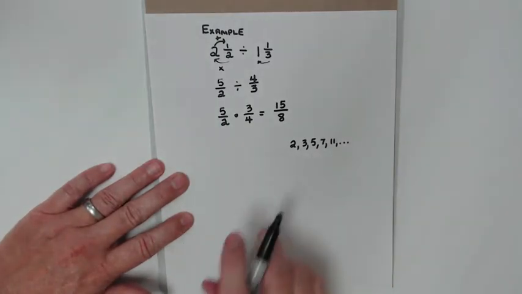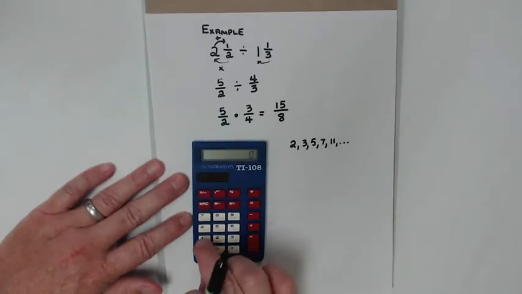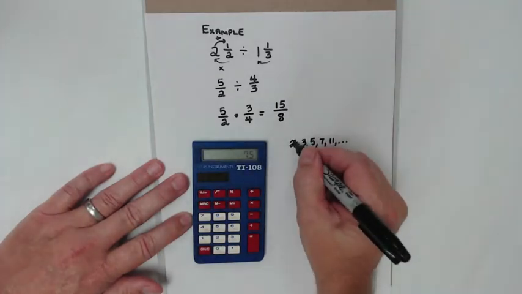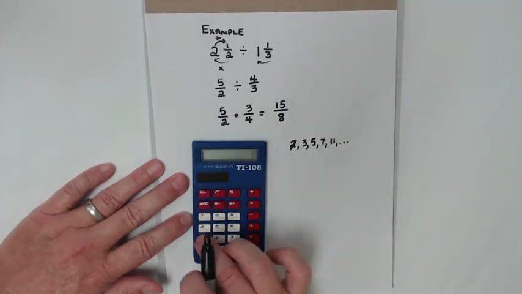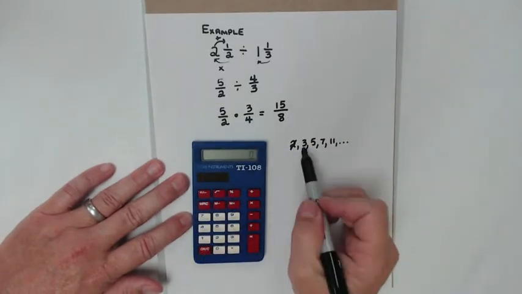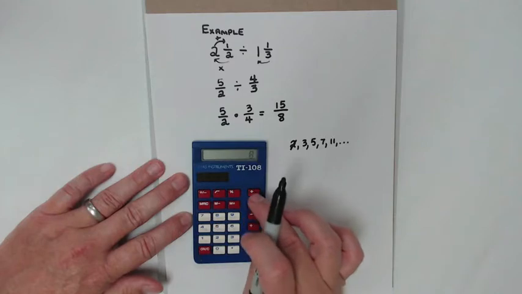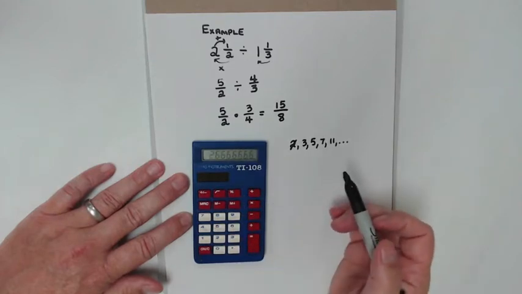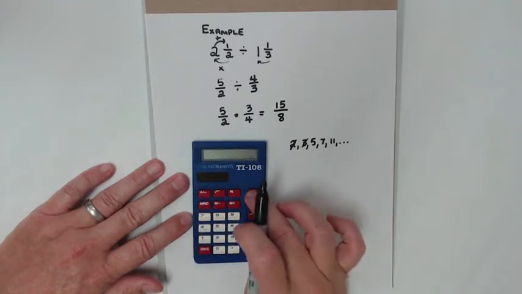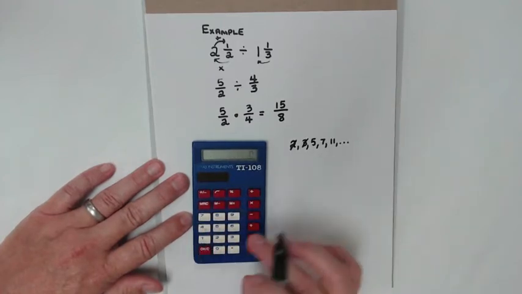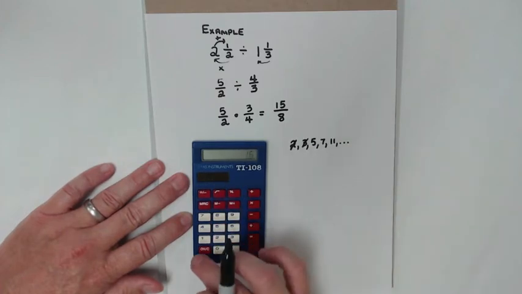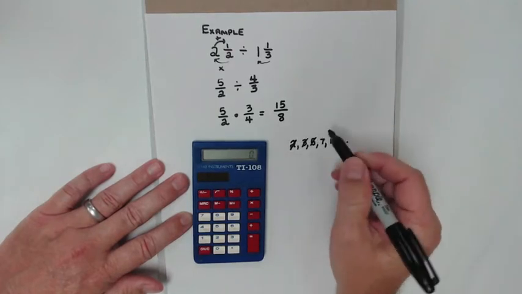So let's start with 2. Will 2 go into 15? 15 divided by 2, I get a decimal. That means 2 is not going to work. Let's try 3. 15 divided by 3. 3 will go into 15, but let's see if 3 will go into 8. 8 divided by 3. 3 is not going to work. Well, let's try 5. 15 divided by 5. It'll work for 15, but remember it's got to work for both of these. 8 divided by 5. It won't work for this bottom one. So 5 is not working.